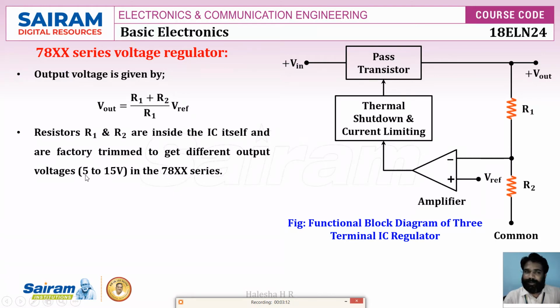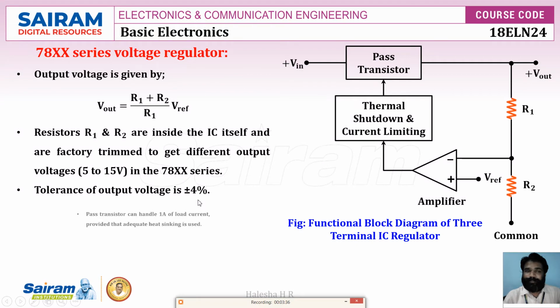The output ranges from 5 volt to 24 volt in the 78XX series. The tolerance of the output voltage is plus or minus 4%. That means if we require 5 volt, there may be a chance of getting 5.04 or 4.96. That is called output tolerance.